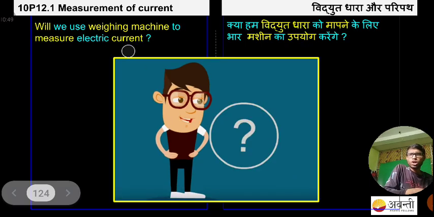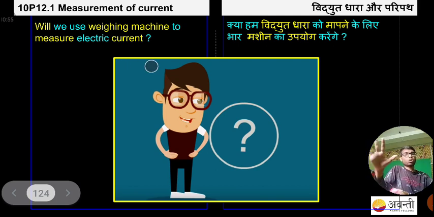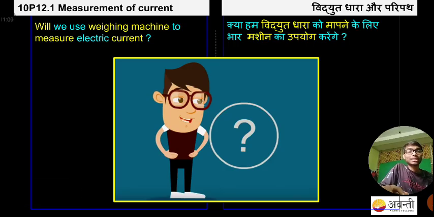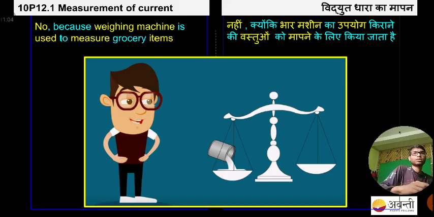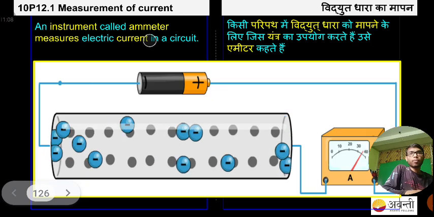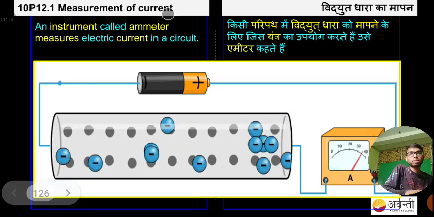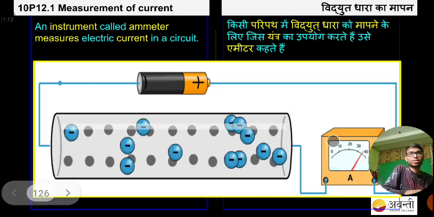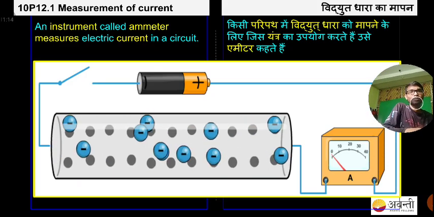Okay. Will you use a weighing machine to measure electric current? The answer is no. We will not use this weighing machine to measure electric current. To measure electric current, we have an instrument called an ammeter. Ammeter.